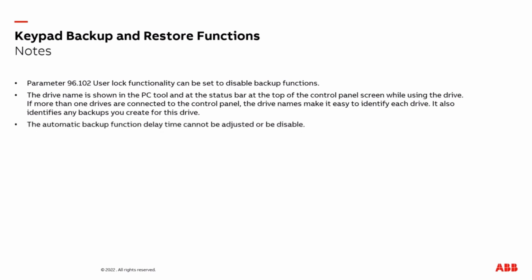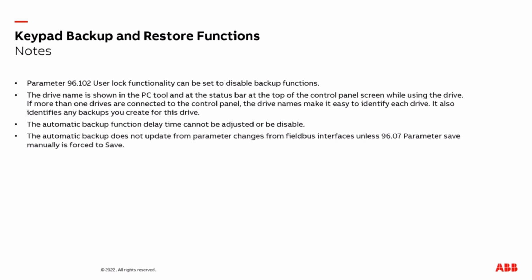The automatic backup function delay time cannot be adjusted or disabled. It is 2 hours. The automatic backup does not update from parameter changes from a fieldbus interface unless the fieldbus forces parameter 96.07 parameter save to save.